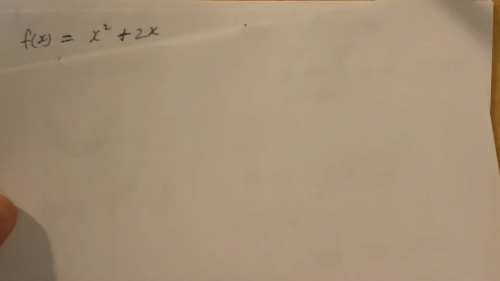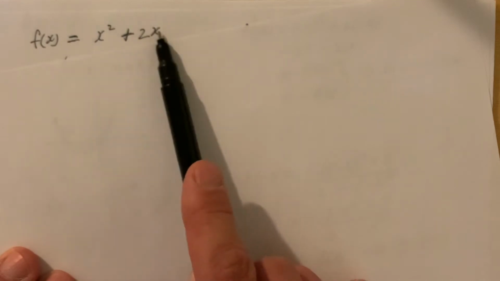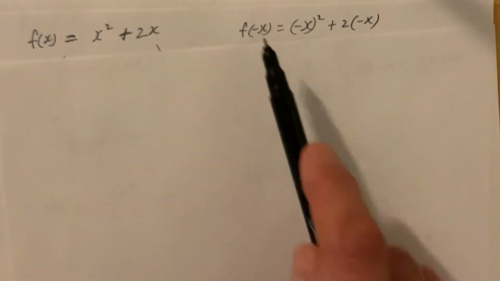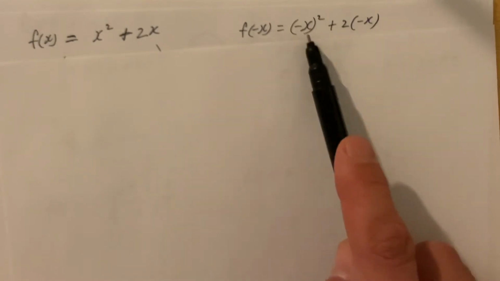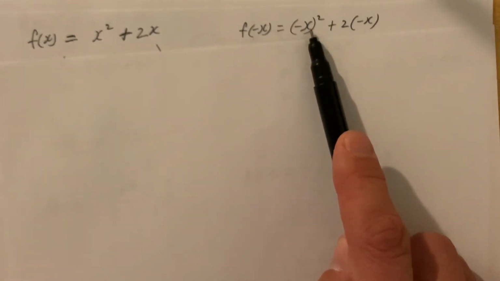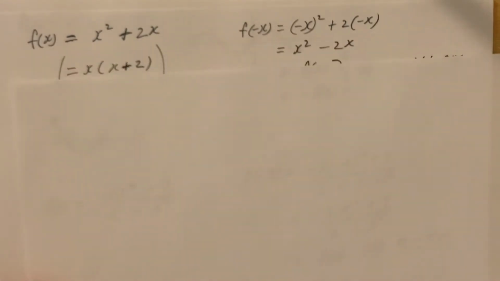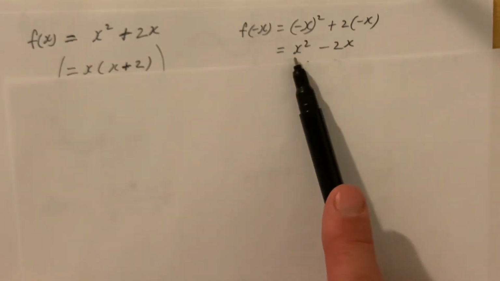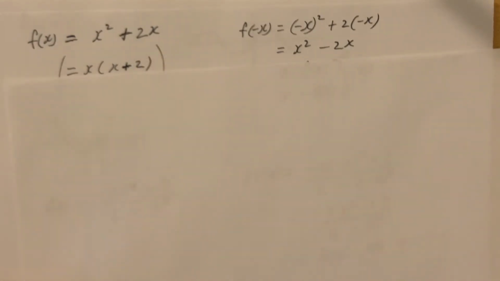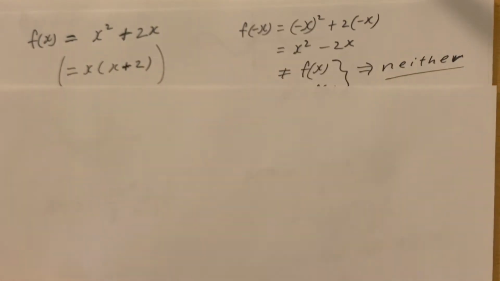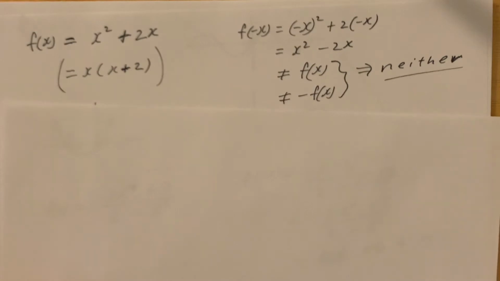For f of x equals x squared plus 2x, if you wanted to figure out whether this is even or odd, you need to sub in negative x wherever there's an x, and see what you get. When you sub in negative x for the x squared and negative x here, when you square that negative x, it becomes positive. This one stays the same. So f of negative x equals x squared minus 2x, not plus 2x. So it doesn't become the same function. It doesn't equal f of x, nor does it equal negative f of x.